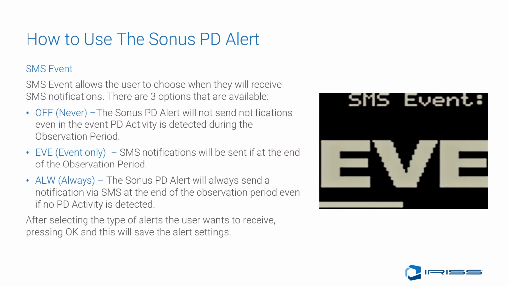SMS events allow the user to choose when they will receive SMS notifications. There are three options available: OFF, or never, the Sonos PD Alert will not send notifications even in the event PD activity is detected during the observation period. EVE, or event only, the SMS notifications will be sent at the end of the observation period. And AWL, or always, the Sonos PD Alert will always send a notification via SMS at the end of the observation period, even if no PD activity is detected. After selecting the type of alert the user wants to receive, press OK, and this will save the alert settings.